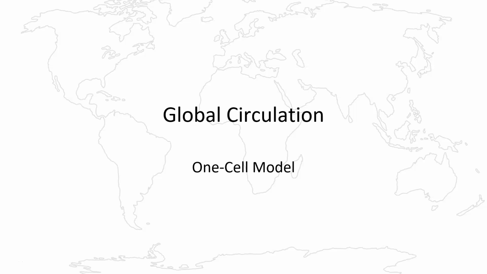In the next several videos, we're going to talk about the atmospheric global circulation, or the wind patterns that go all around the globe. These patterns can be quite complex, and so we're going to break it down and simplify things. And we're going to start with the one-cell model.